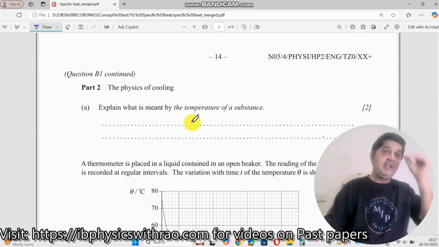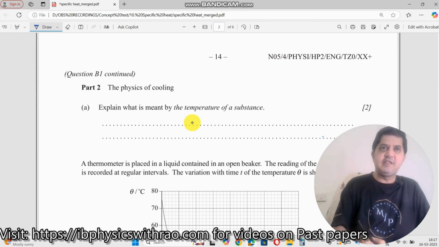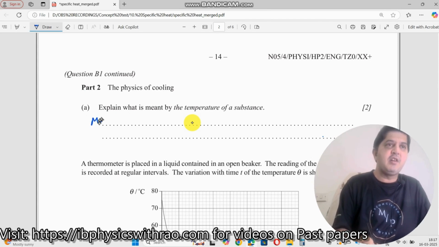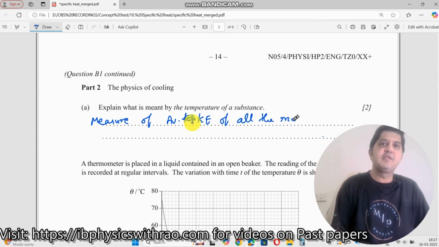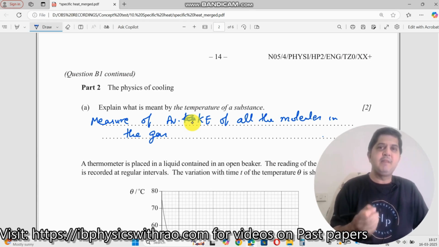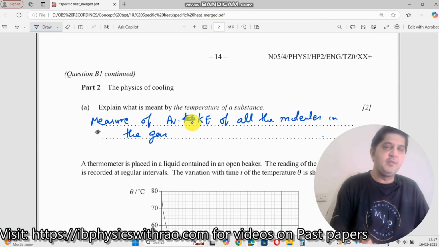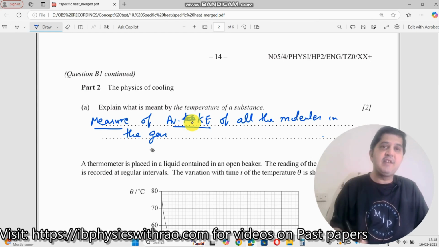Right, now explain what is meant by the temperature of a substance. We have already addressed a similar question in one of our previous videos, but anyway, let us redo it once again. It is a measure of the average kinetic energy of all the molecules in the gas. This question has been asked umpteen number of times, but still many make a mistake, so see to it that you mention these two terms: measure and average kinetic energy. A measure of the average kinetic energy of all the molecules.